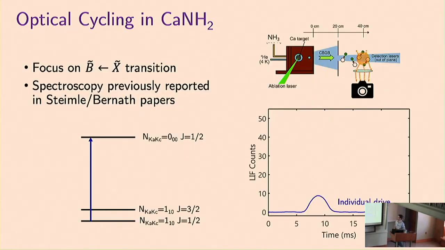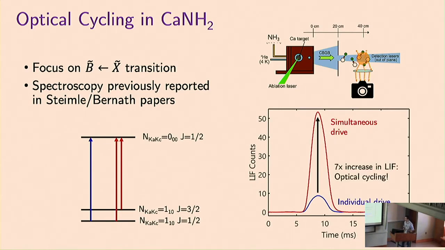So using this information, we decided to focus on the B-X transition and use existing high-resolution spectroscopy from Tim Steimle and Peter Bernath's groups, and try to implement optical cycling of CaNH2. So the simplest thing to do is just take our buffer gas beam source, allow a beam of molecules to pass into an excitation beam, and if we drive the rotationally closed cycling transition that I showed on a previous slide, we see a molecular beam that passes through our experiment that has some intensity.